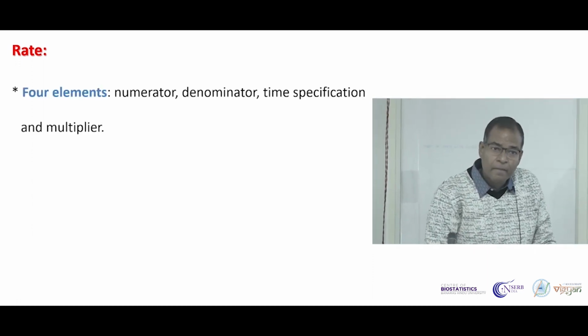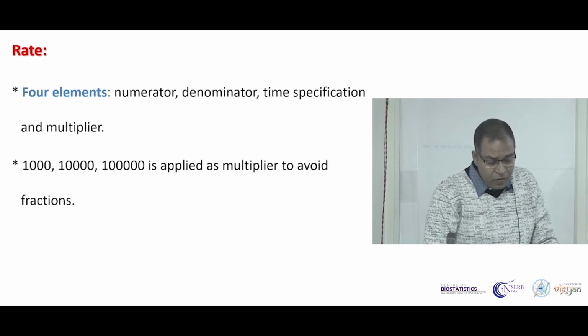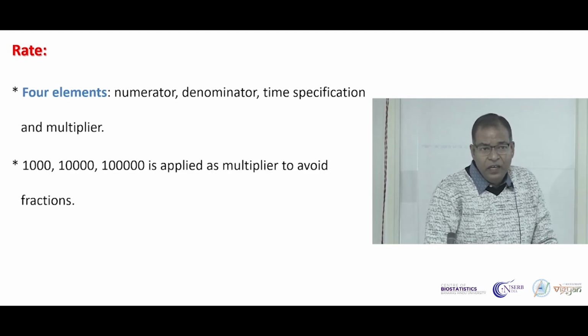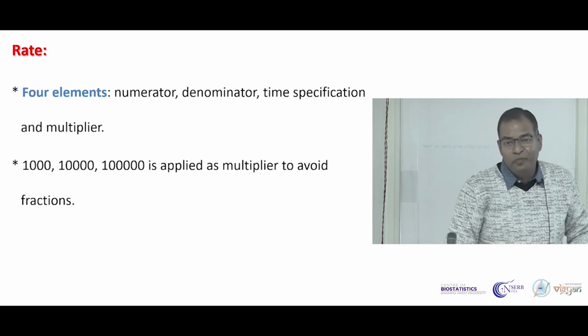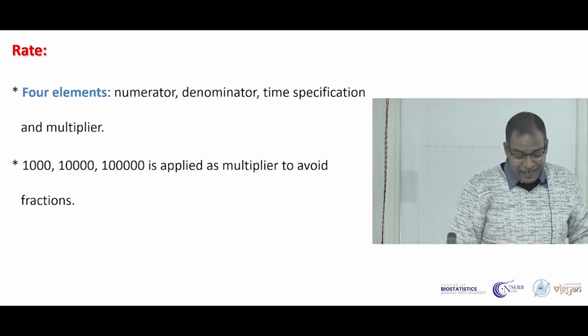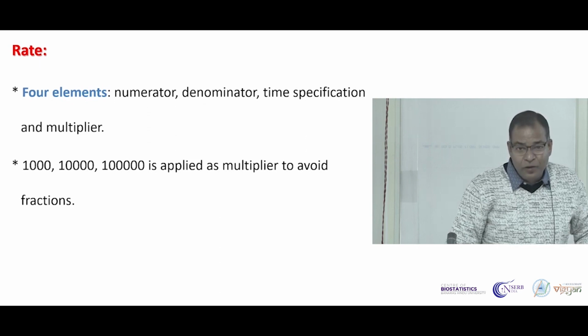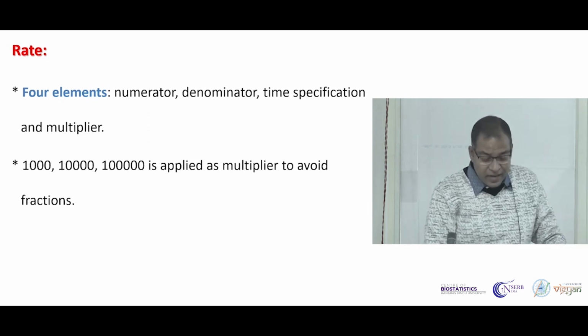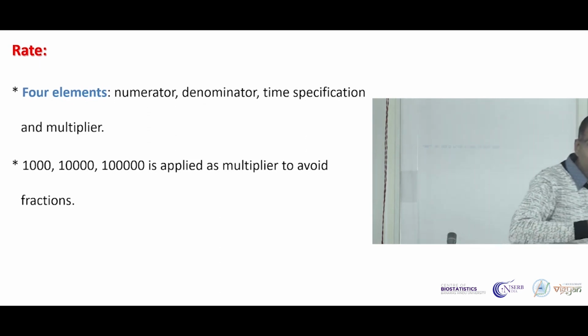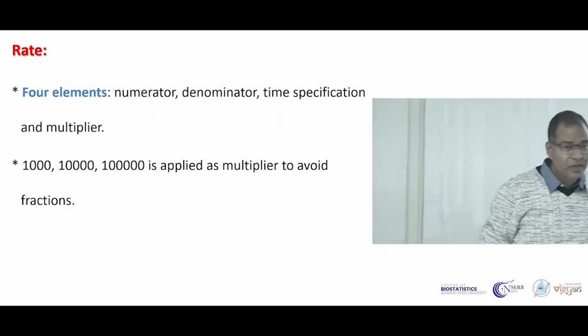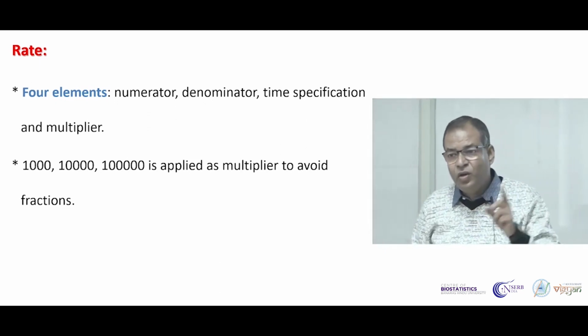Clear? So in rate, if it is multiplied by 100, then we call it a proportion, right? In rate, basically the multiplier is either 1000 or 10,000 or 1 lakh. Do you know why we select this type of multiplier? The answer is only one, just to avoid fractions.